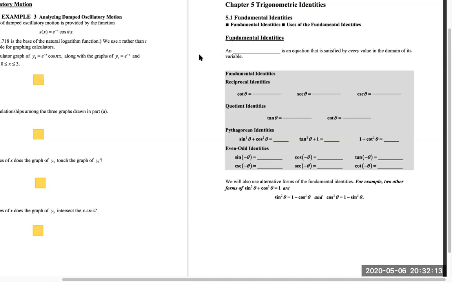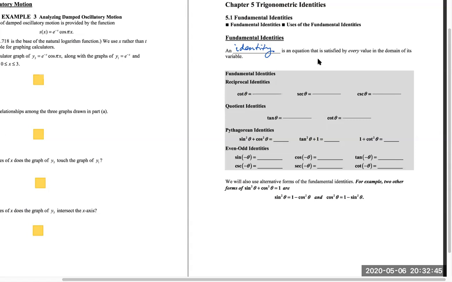So first and foremost, I want to mention that an identity is an equation that is satisfied by every value in the domain of its variable.